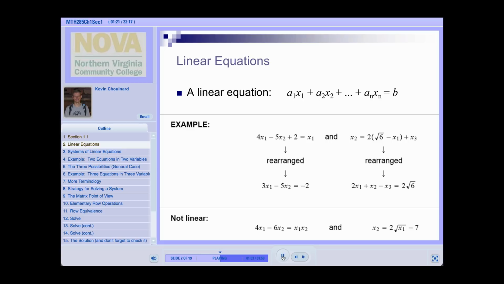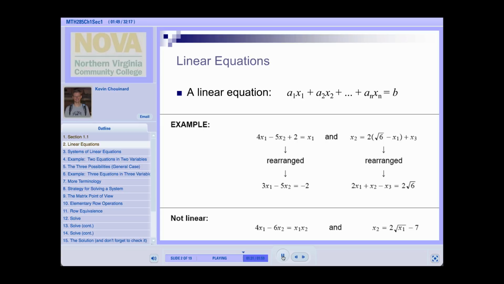Also on the equation x sub 2 equals 2 times the quantity square root of 6 minus x sub 1 added to the quantity x sub 3, if we distribute the 2, add 2x sub 1 to both sides, and subtract x sub 3 from both sides, we take the equation that's given and get one rearranged so that it's in the same form as the definition.